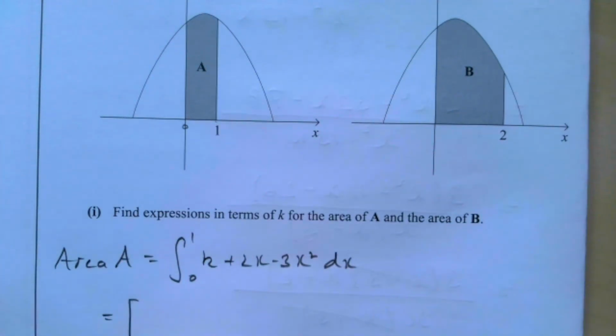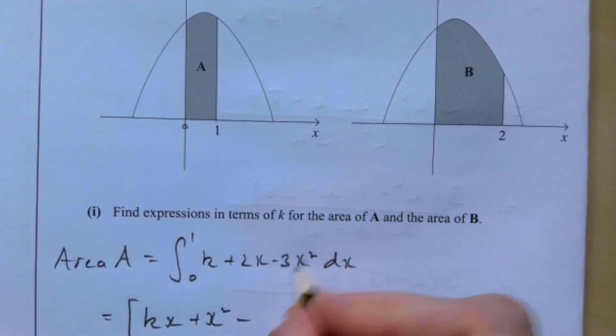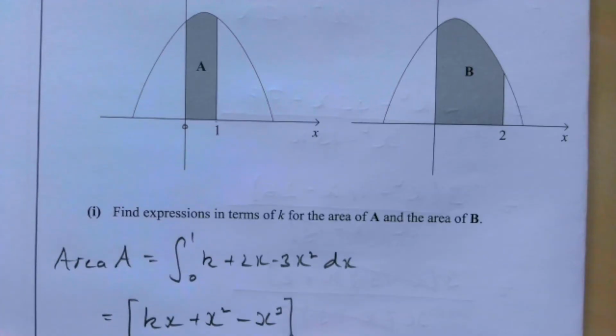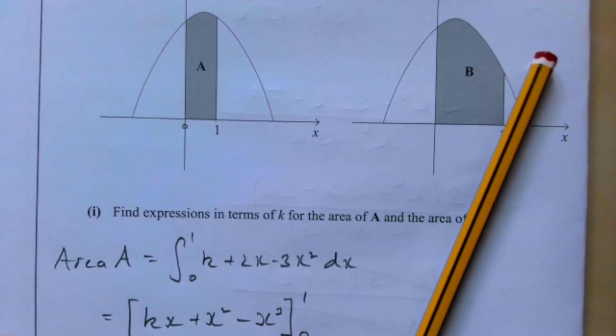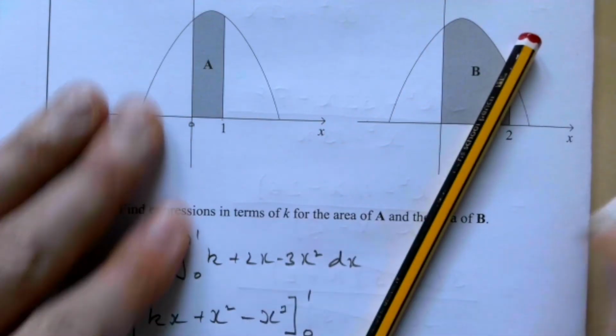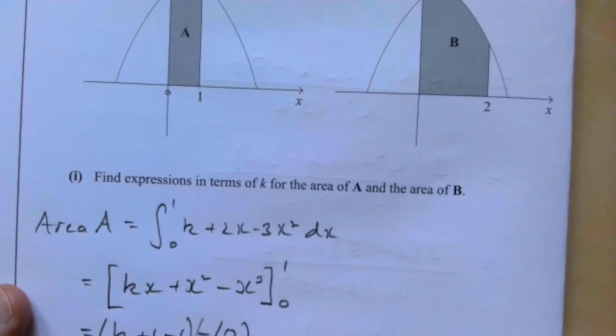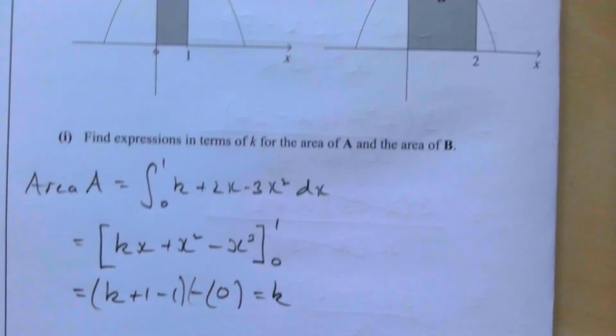So integrating, the k is just a number, so that becomes kx. You know, if you integrate like a 4 or something, that would become 4x, so it's just kx. Plus x, 2x add 1 to the power is 2 divided by 2, so that's just plus x squared. And then minus add 1 to the power divided by new power, so it's just x cubed. And between 1 and 0, if we substitute the number 1 in there, I get k plus 1 minus 1. If I substitute 0 in there, that then just gives me k.